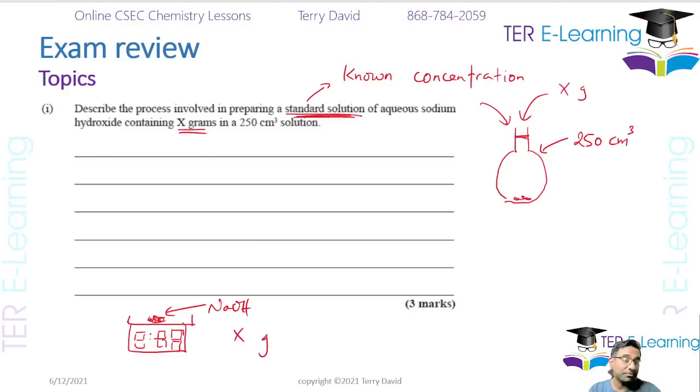We need to weigh the mass of something, take that something, put it in a volumetric flask, and then add distilled water to the volumetric flask. You shake it up, and that's it. You have a standard solution there.